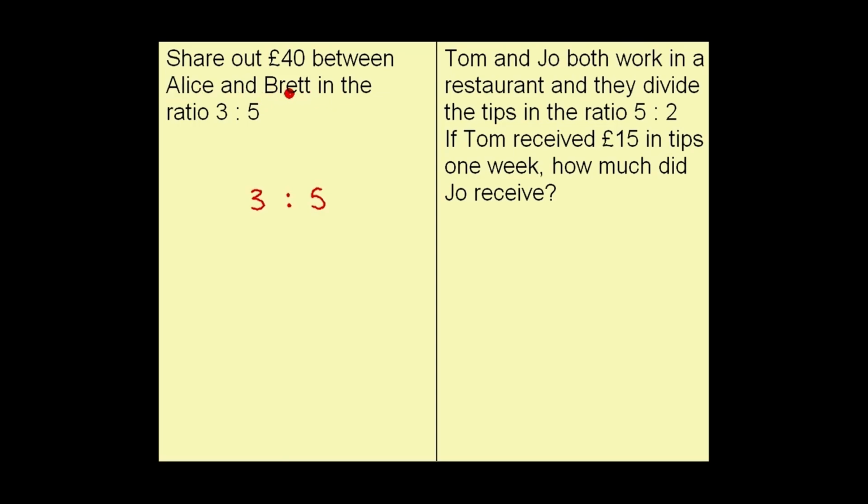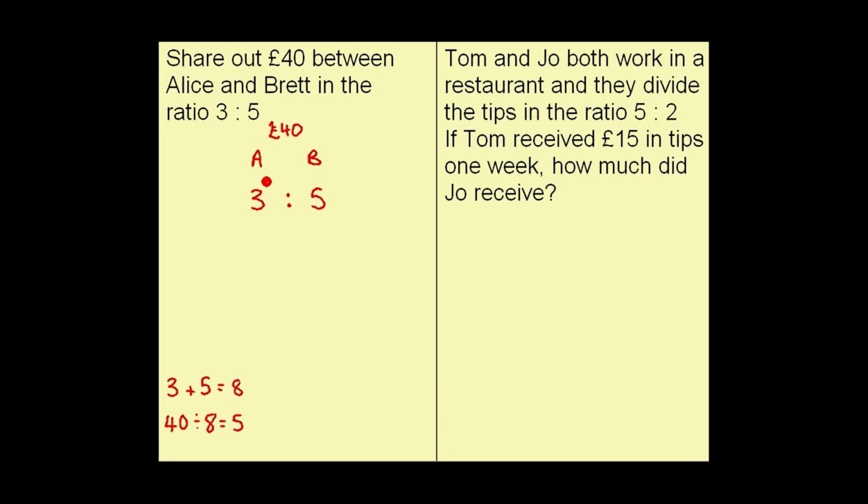These will be in the same order as the ratio appears, so I'm going to put labels on here, A for Alice and B for Brett. I'm being told to share out £40, so I'm going to put that here. This tells me how many shares I've got altogether. So I've got 3 plus 5, which is 8. So I'm sharing £40 into 8 equal pieces.